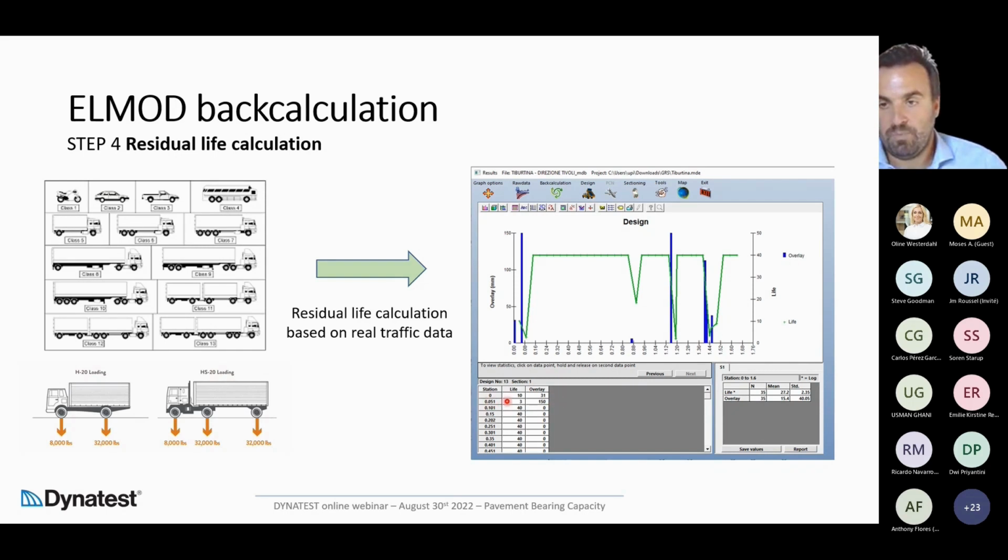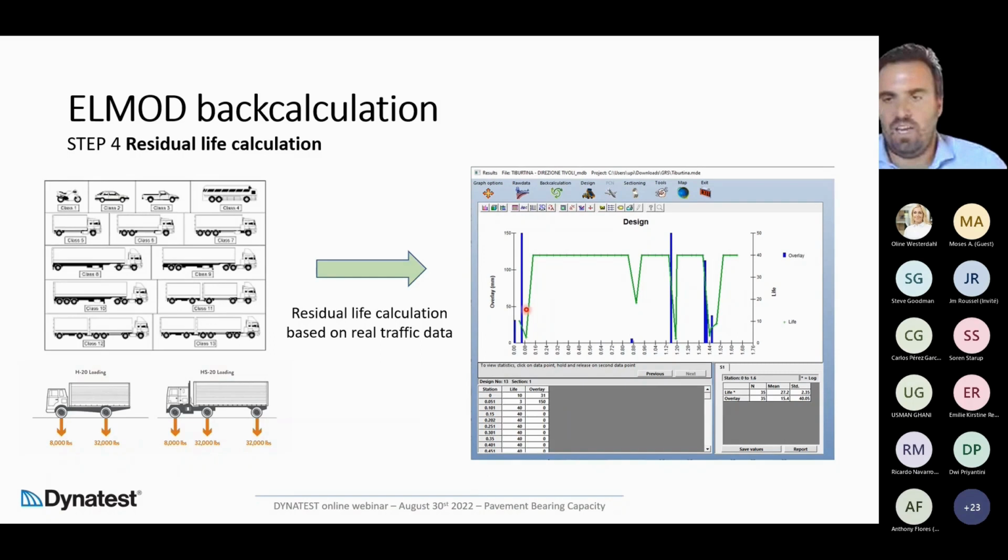For the second station, the residual life is 3 years, and the software calculates that 150 millimeters is needed to guarantee 20 years of residual life. And in the other points, since the life is over 20 years, the overlay needed is 0. In the rest of the graph, there are others.